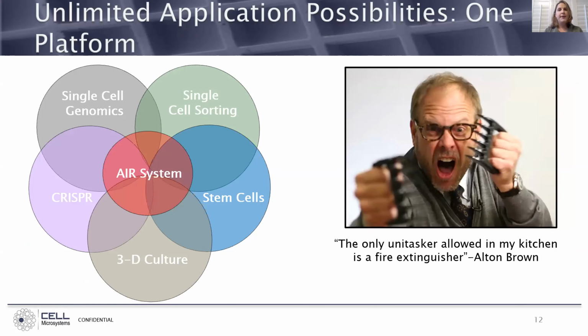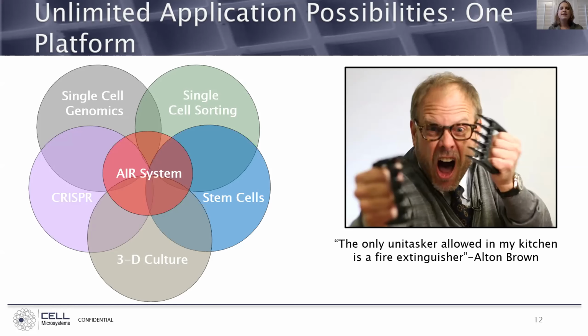So I've talked to you a little bit about the technology and how it operates, and now I'd like to show you some of the application possibilities that are possible with the AIR system. I love to show this picture. I'm a big fan of Good Eats and Alton Brown, and he's famous for his distaste of unitaskers. And he always says the only unitasker allowed in his kitchen is a fire extinguisher. And if you've ever worked in a lab, you know the prevalence of unitaskers in a lab. We've all bought them, we've all used them, and they oftentimes are really useful for that one thing, and then they sit idle on the lab bench because no one's interacting with them.